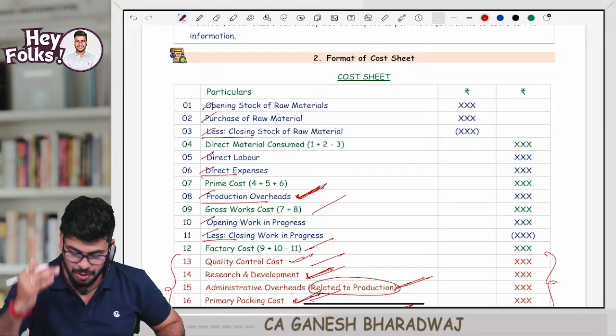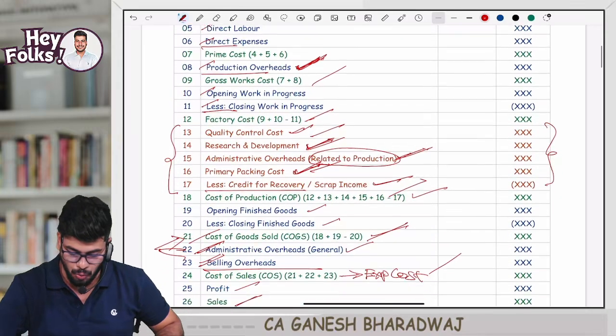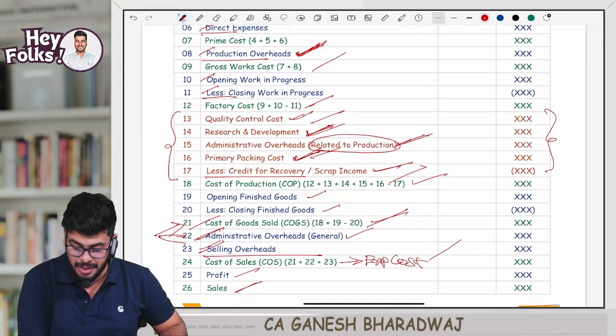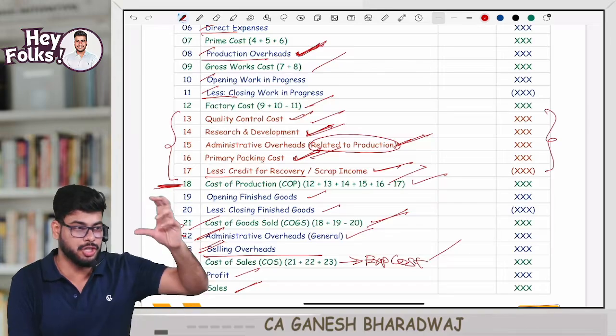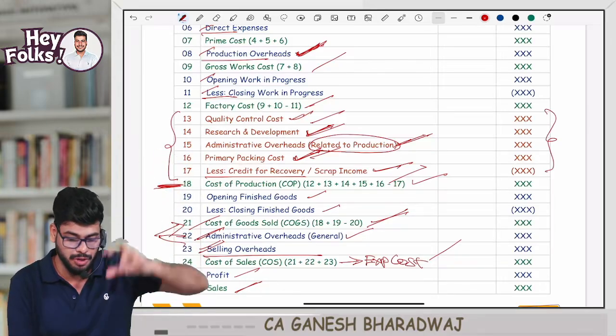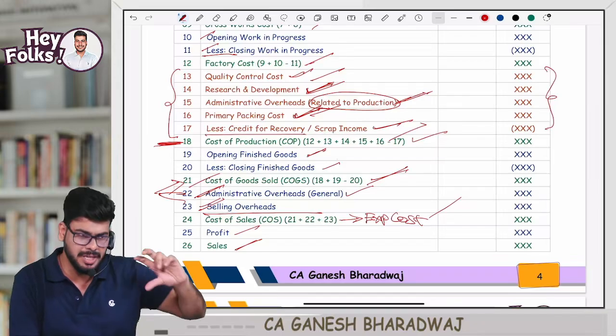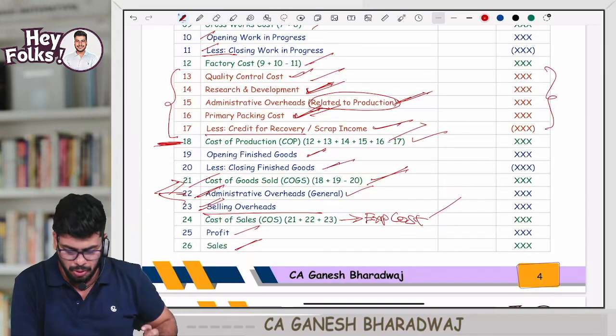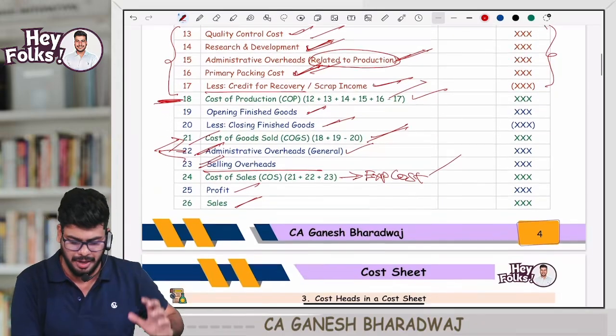Suppose you are following a single statement approach, what happens? You need to be extremely careful up to this cost of production. Right? It is actually unitized with your units produced. Opening stock of FG is the actual number of units of FG. Closing stock of FG is the closing stock of FG. Not a problem.